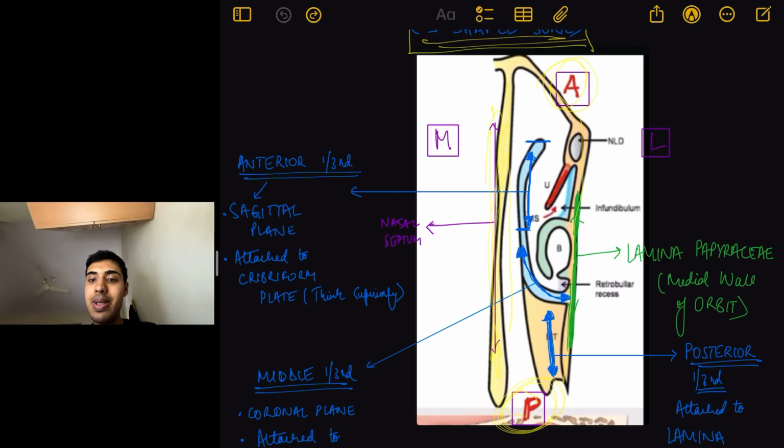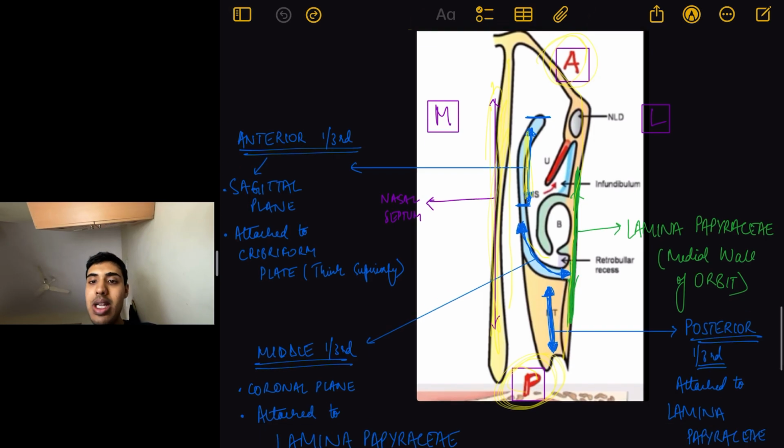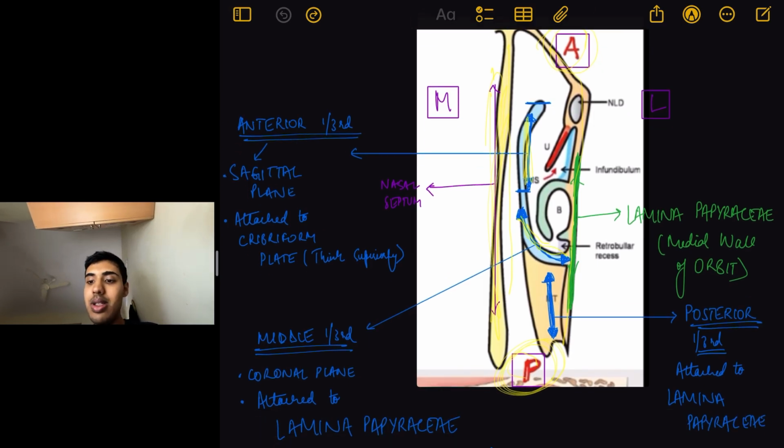Now, the middle turbinate has three parts: the anterior 1/3, the middle 1/3, and the posterior 1/3. Now, first let's look at the anterior 1/3. The anterior 1/3 lies in the sagittal plane. That is, it lies in this plane. It is attached on top to the cribriform plate. As you can see here, when you take a transverse section, it just appears like a sheet because it lies in the sagittal plane. It is attached on top to the cribriform plate, whereas the middle third lies in the coronal plane.